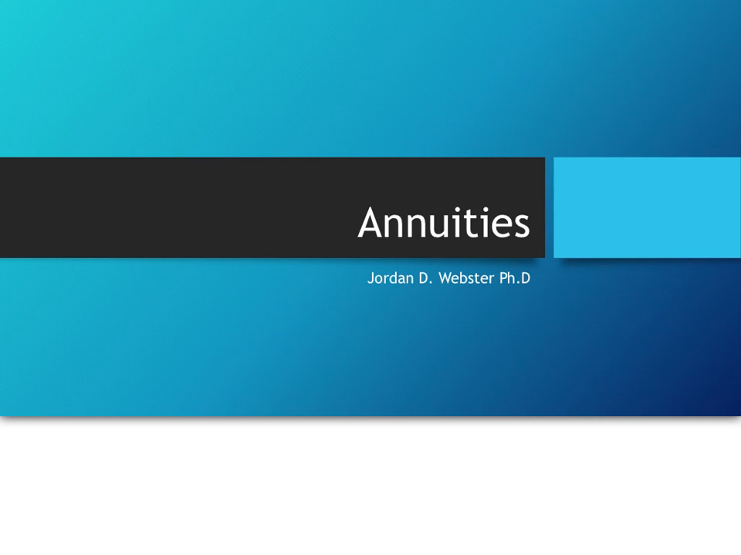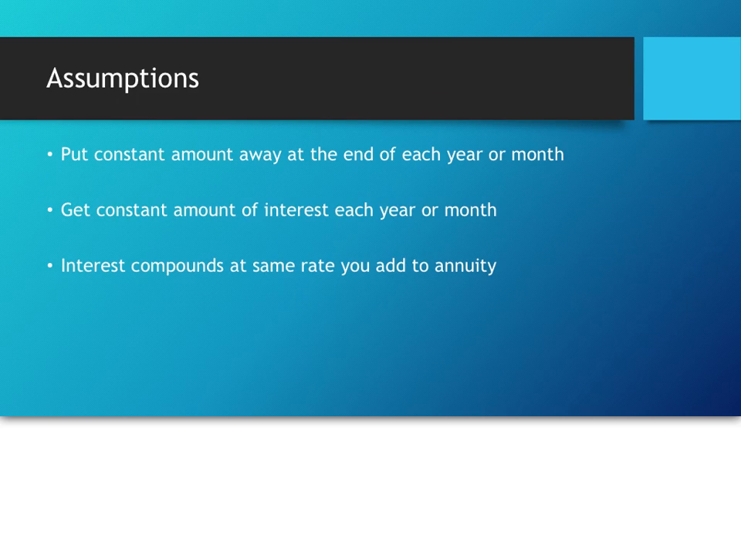So we're going to look at investments. And the first word that comes up is this word of annuities. So here's what we're going to assume. We're going to assume we were going to put a constant amount of money away at the end of each year or at the end of each month. And we're going to assume that we get a constant amount of interest each year, each month.